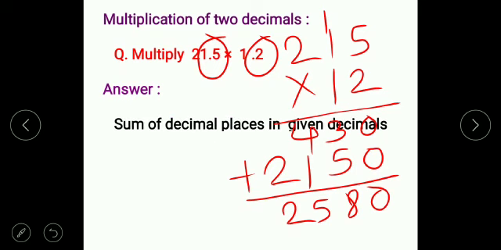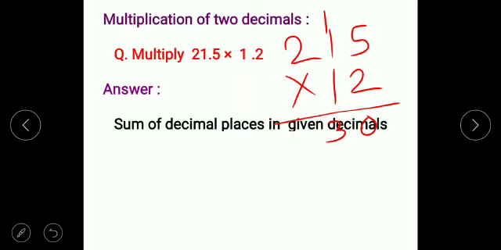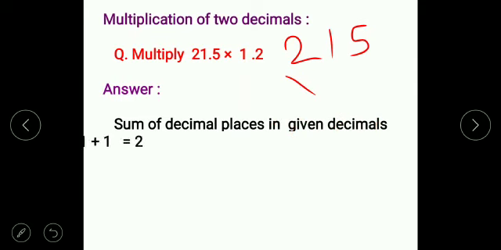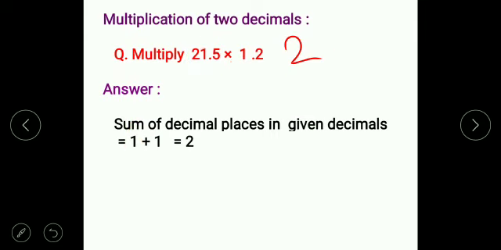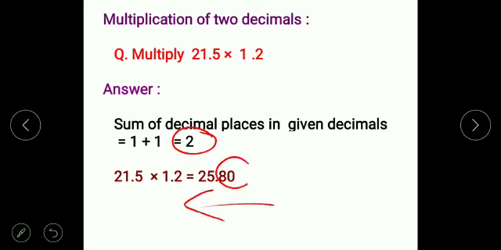That means the sum of the decimal places in the given decimals: in the first decimal there is 1 digit, in the second decimal the decimal places are 1. So here 1 plus 1 is 2. So the multiplication of this question is 2580, right? But how many decimal places here? 2. So we have to put the decimal point from right to left after 2 digits. So your answer is 25.80.